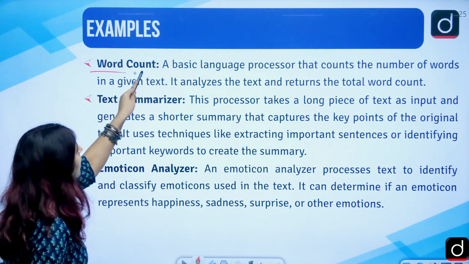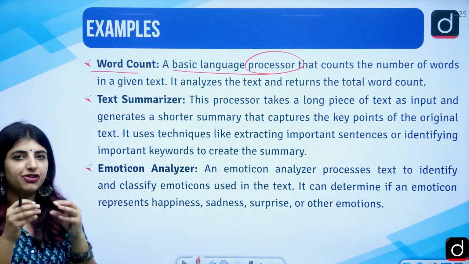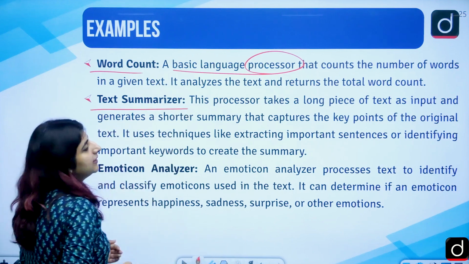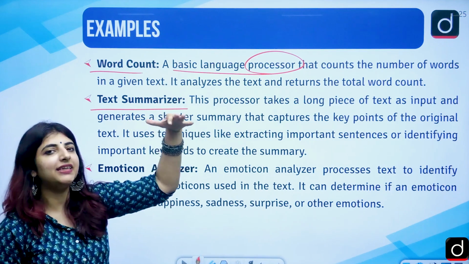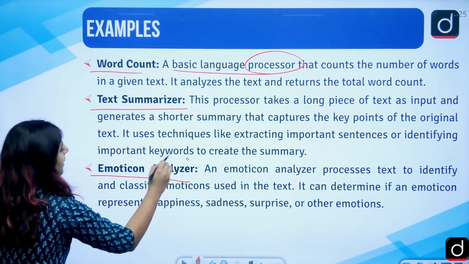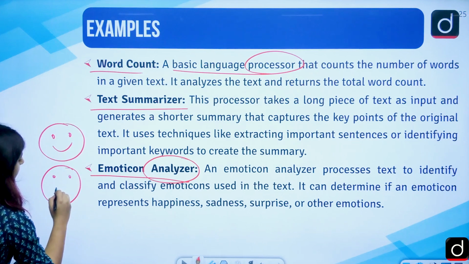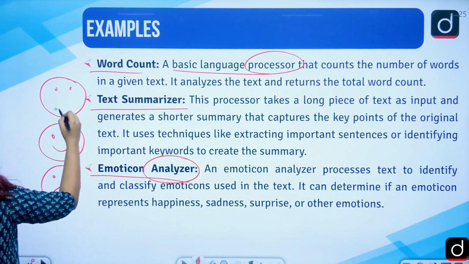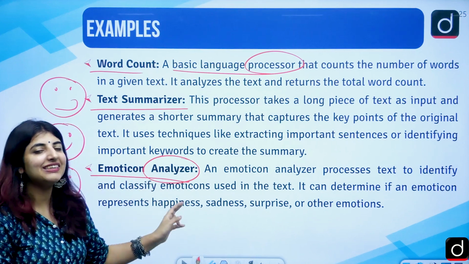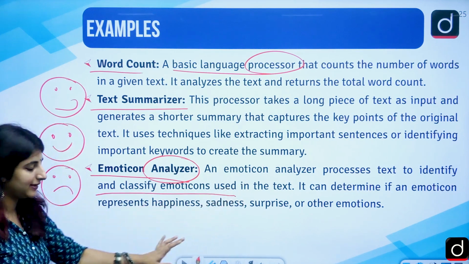Examples here are word count, which is a basic language processor that counts the number of words. As the name suggests, it counts the words, so it will be easier for you all. Text summarizer: the processor takes a long piece of text and provides you with a summary of the text. Emoticon analyzer: we have emoticons like this, like this, like this, the smirky one. The emoticon analyzer processes text to identify and classify emoticons used in the text.